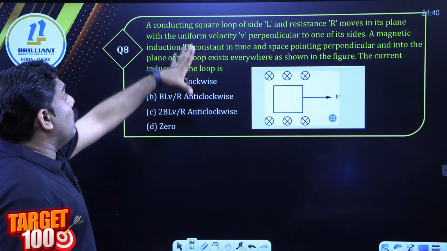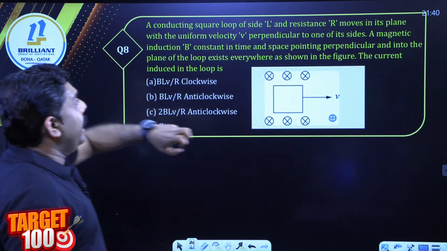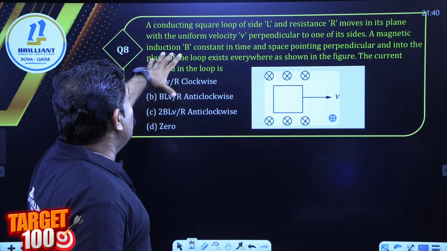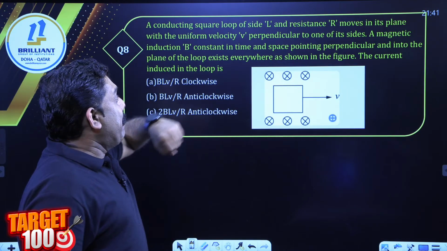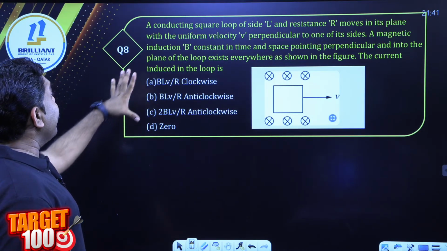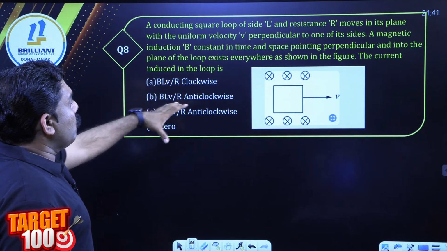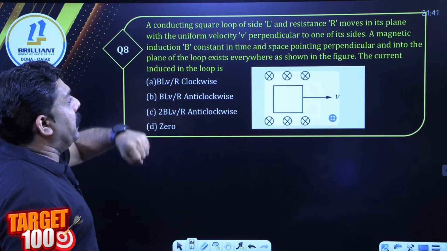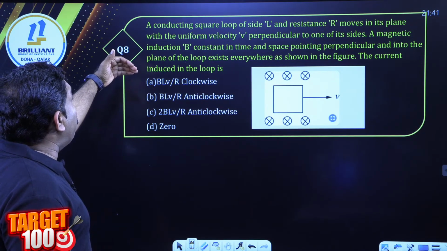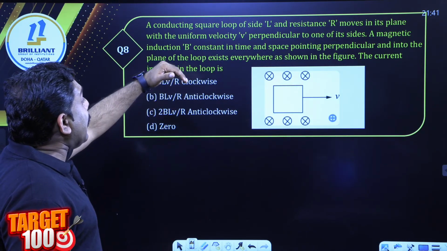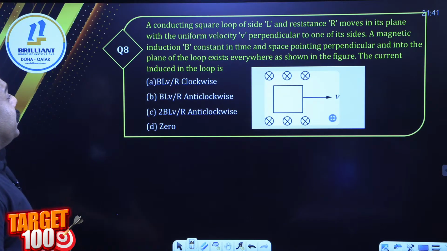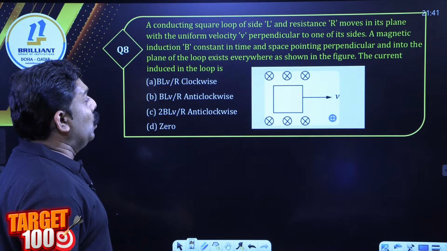A conducting square loop of side L and resistance R moves in its plane with uniform velocity, perpendicular to one of its sides. A magnetic induction B, constant in time and space, pointing perpendicular and into the plane of the loop, exists everywhere as shown in the figure. The current induced in the loop is.